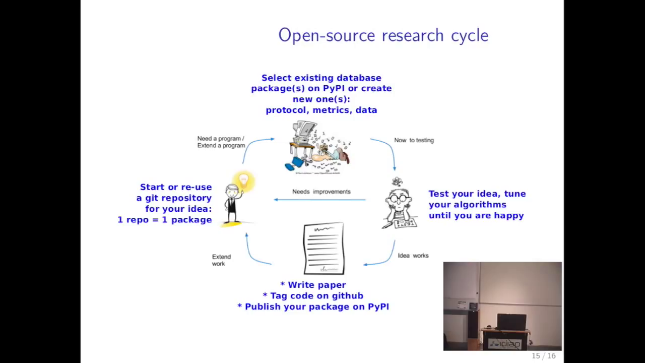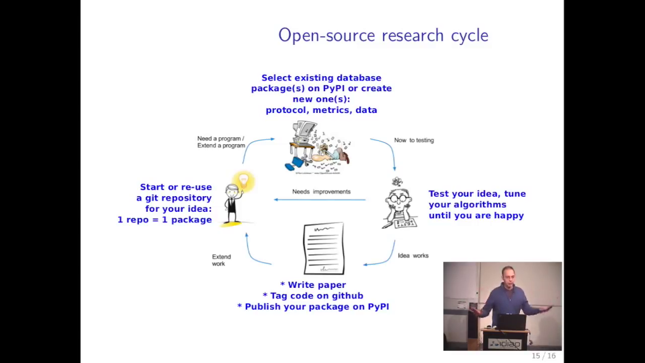You are going to create your setup.py, try your buildouts locally to make sure that everything works. You should select the existing database packages, which are already available on PyPI. If not, you put them there, the same thing. Or create new ones: protocols, metrics, and data. Go into testing, and test and tune your algorithms until you're satisfied. Otherwise, you just continue on that cycle until you're actually done. Once the idea works, you write the paper, tag your code on GitHub, publish your package on PyPI, and you're done. You have reproducible research.